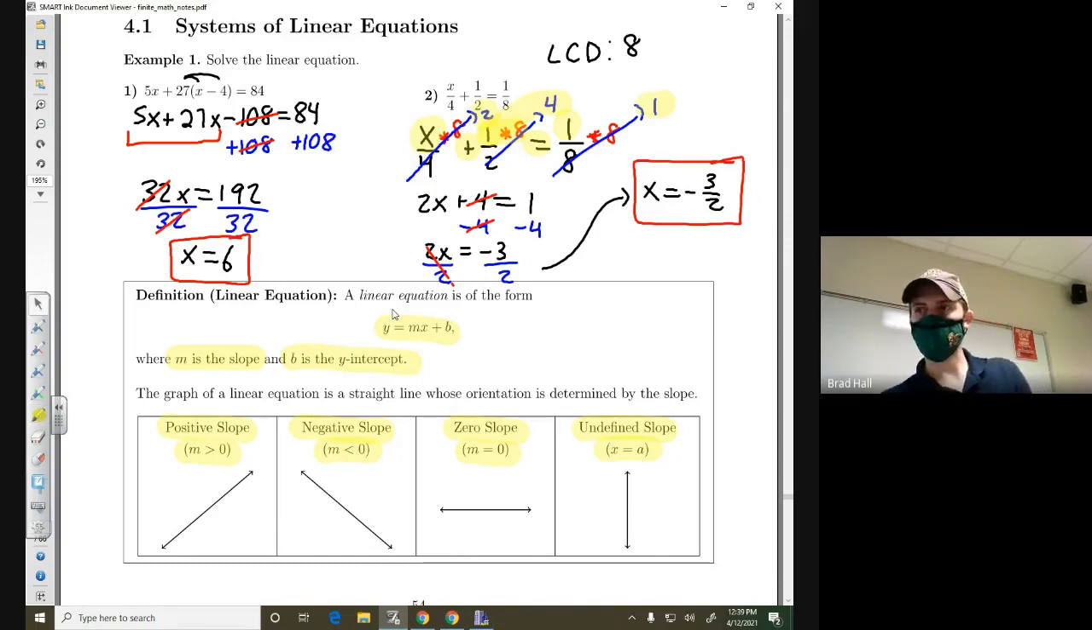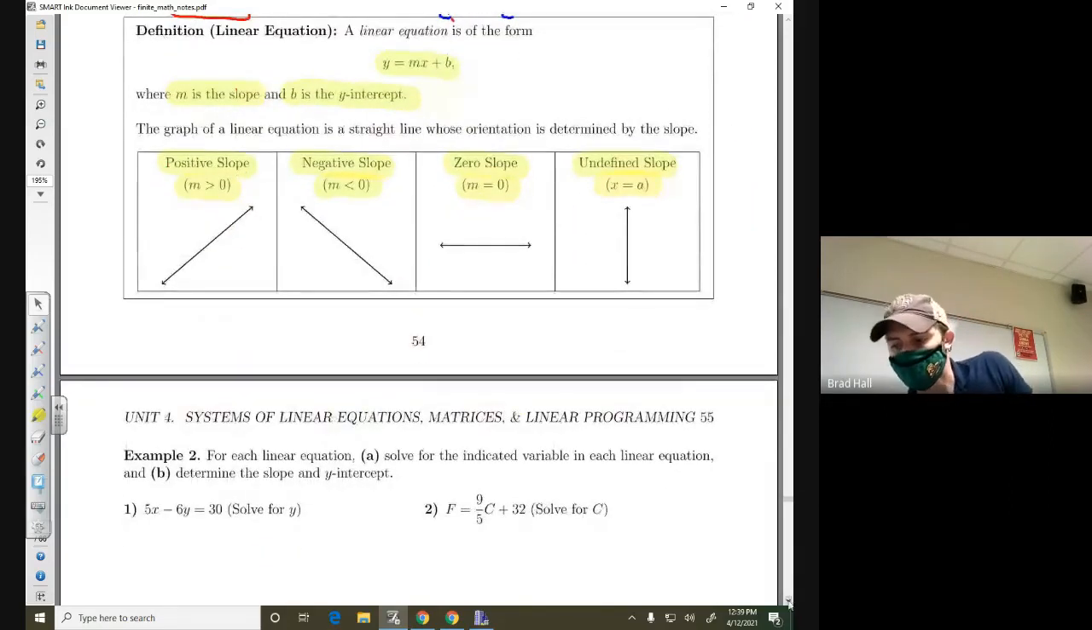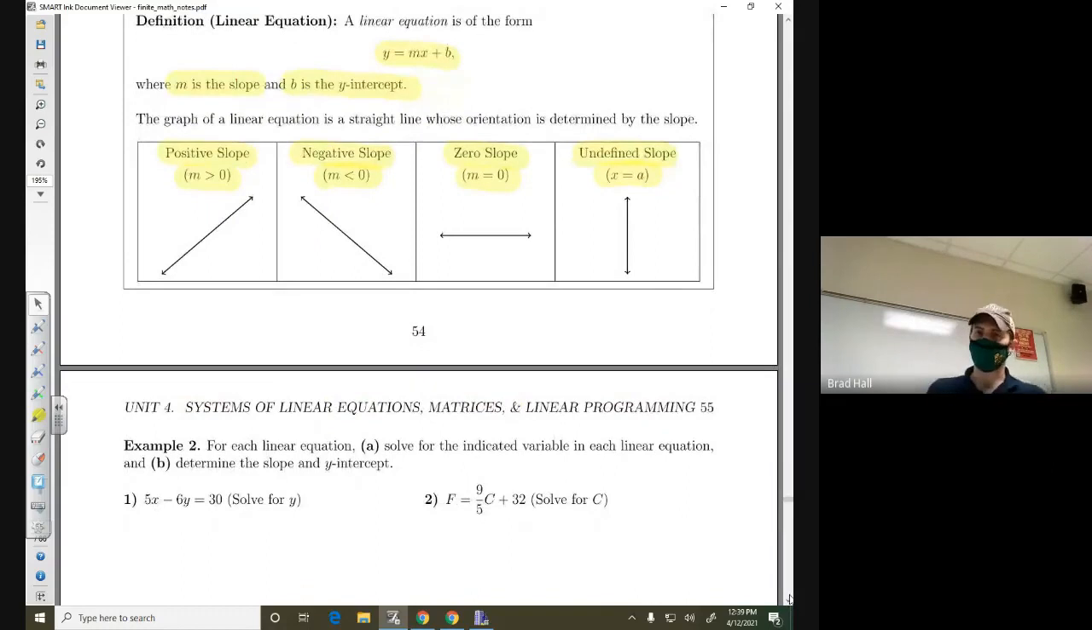So let's keep going and let's look at some examples, some ways we can use this information and manipulate certain things accordingly. Example 2 down here, for each linear equation, we're going to solve for an indicated variable and state the slope and the y-intercept.